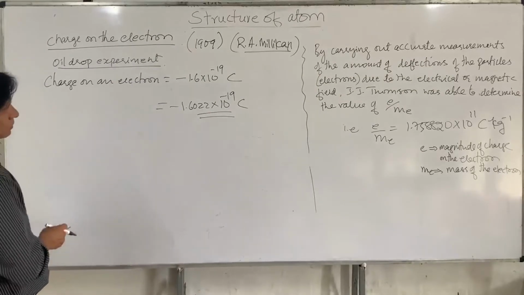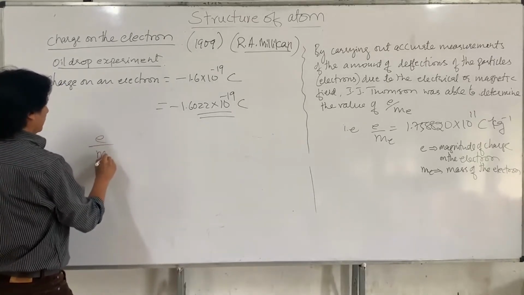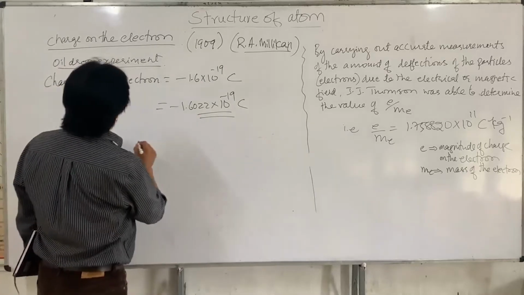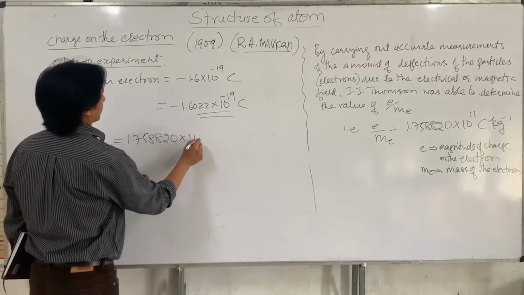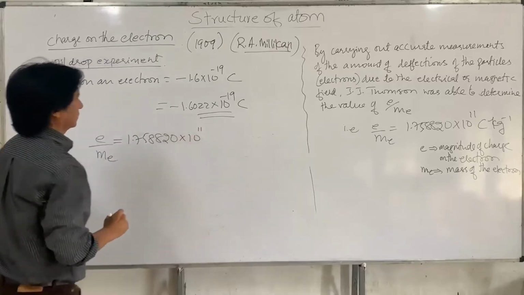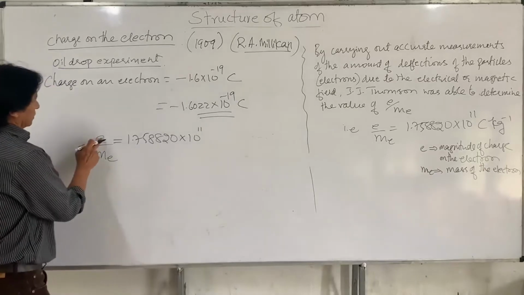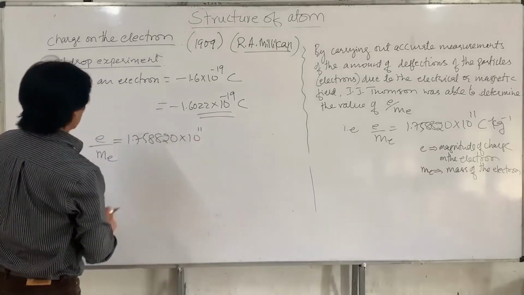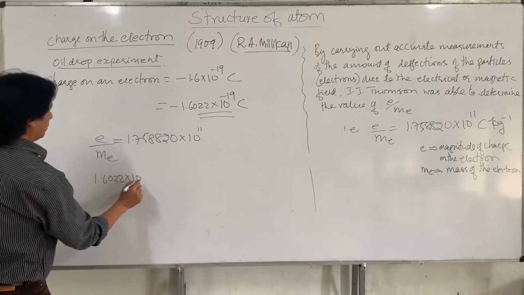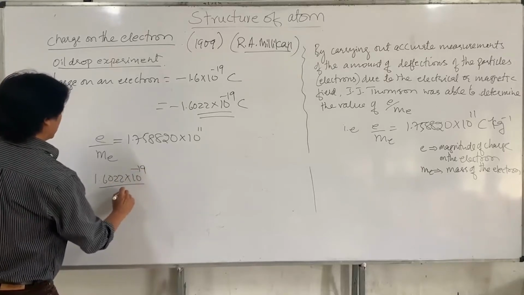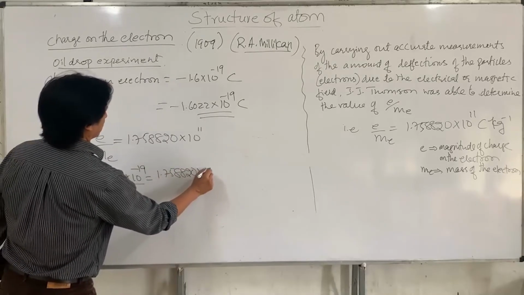All right. So now, combining these results, we know that e by me is equal to 1.758820 into 10 raised to the power 11 coulombs per kg. And here we see that the charge on an electron as found by Millikan is taken as 1.6022 into 10 raised to the power negative 19, divided by the mass of the electron, is equal to 1.758820 into 10 raised to the power 11.